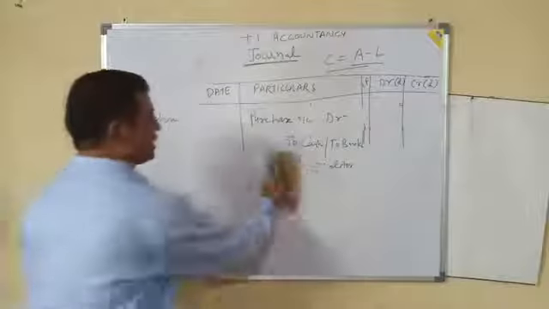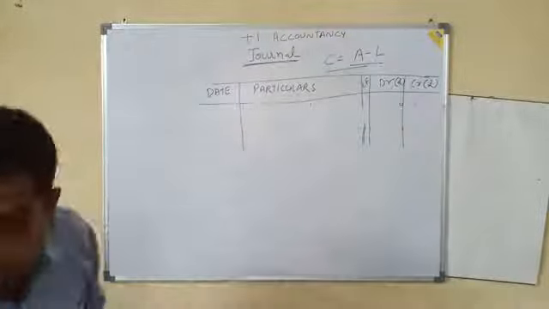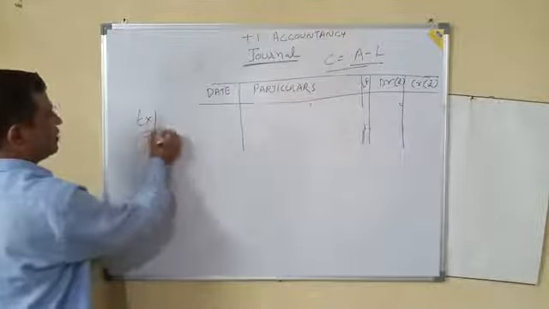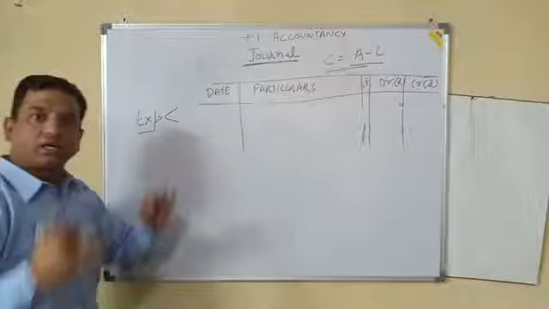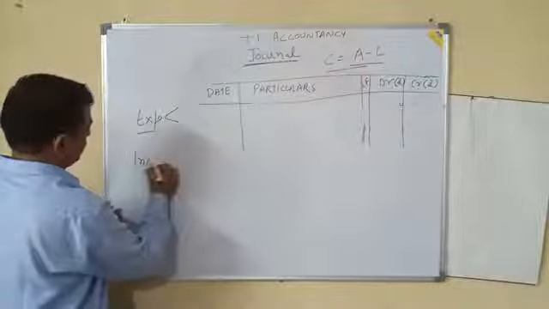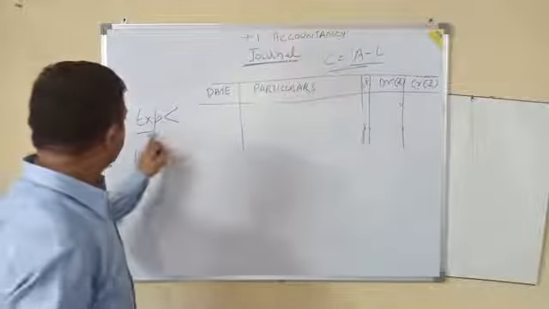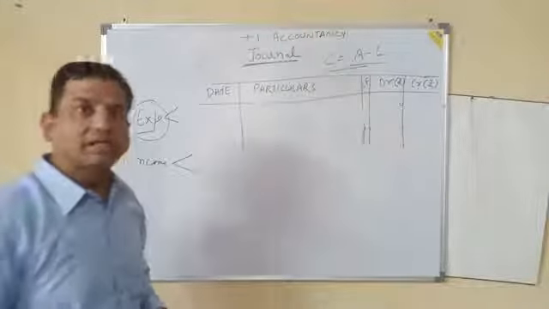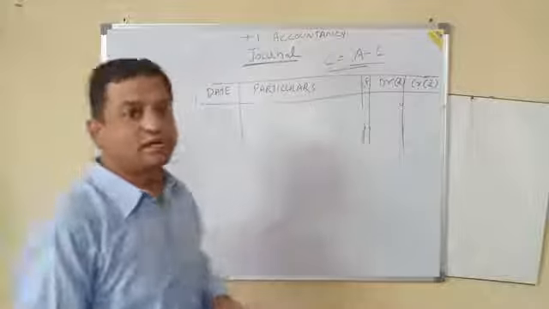The next transaction in that category is the transaction relating to expenses and income. Expense can be of two types: by cash or by bank, check or cash. Income can be received in cash or by check. First of all, let me deal with expense. Expense lies in a nominal account, and according to the rule of nominal account, expenses are always debited.